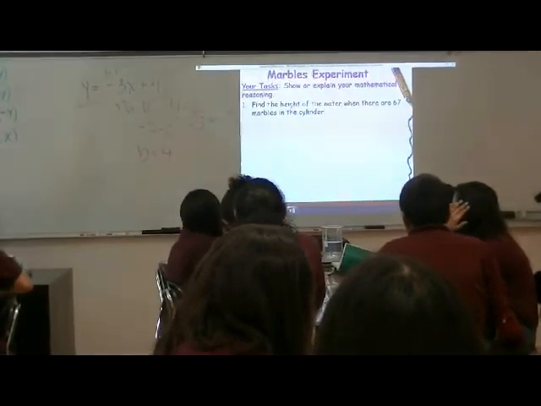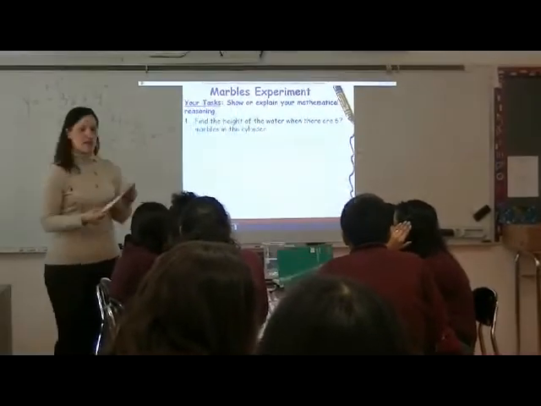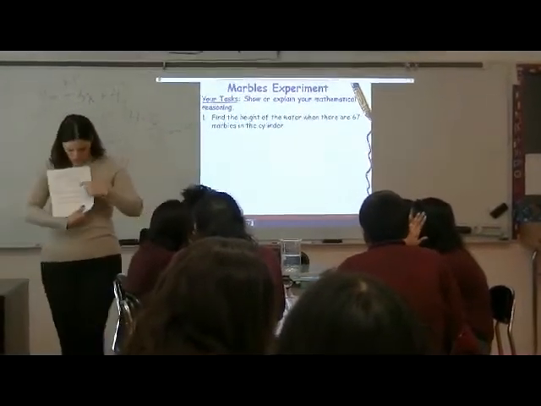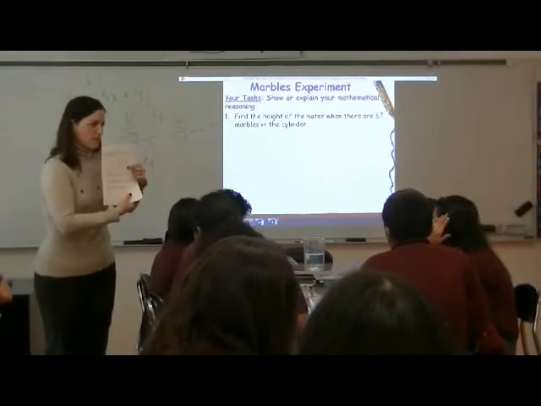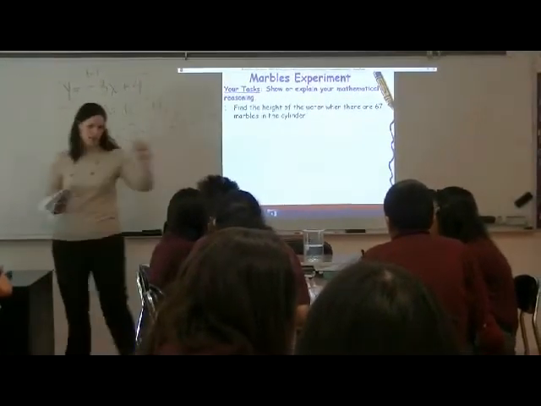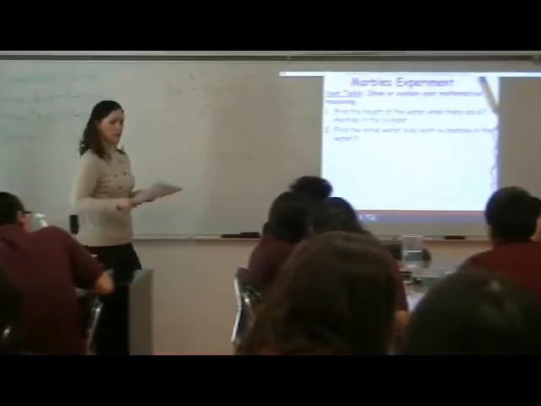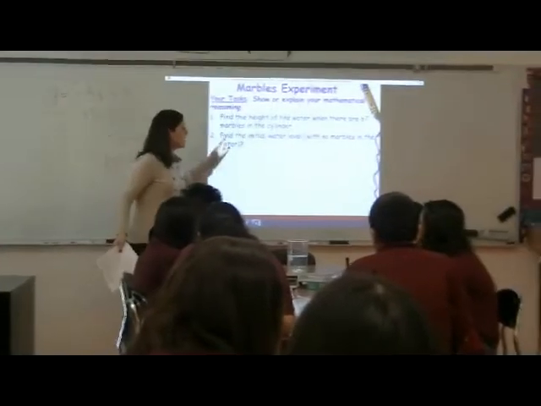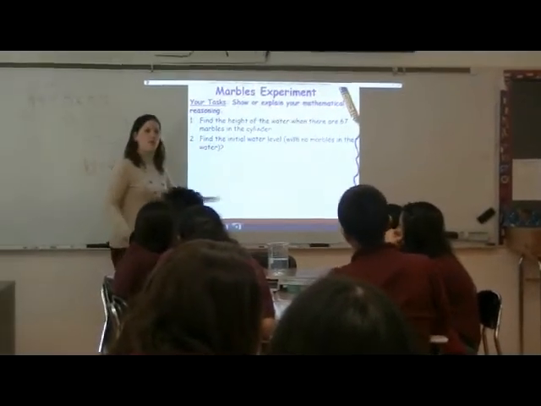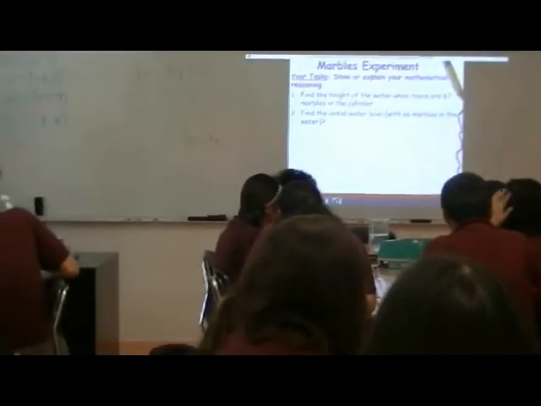So one of the questions is going to be to find the height of the water when there are 67 marbles. In the chart here, you'll notice it's a question. So you're basically finding the height of the water when there are 67 marbles in the cylinder. Okay, that's one of the questions. Another question is going to be, Fernando, you said this: find the initial water level when there's no marbles. Okay? I actually measured it a couple days earlier today.